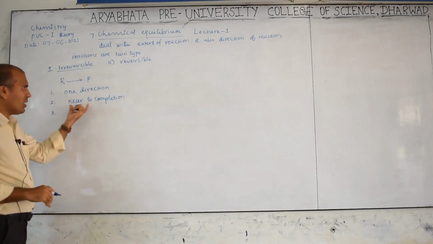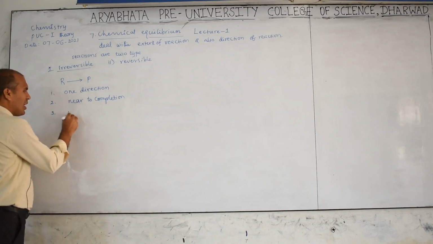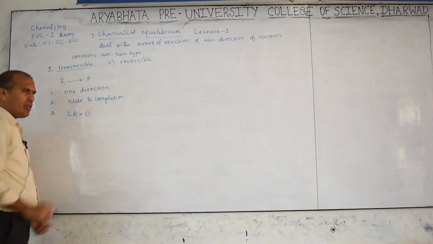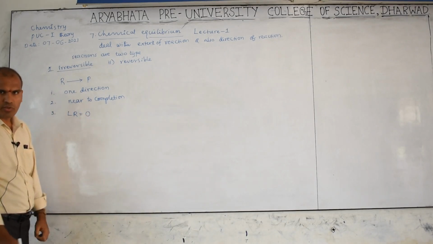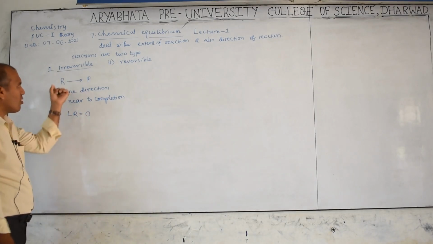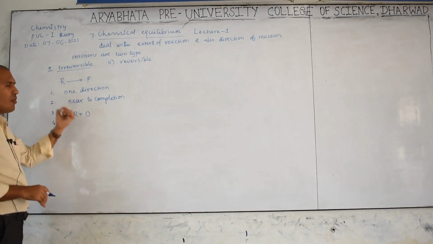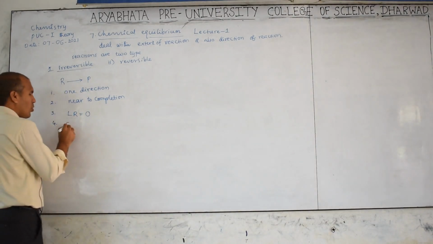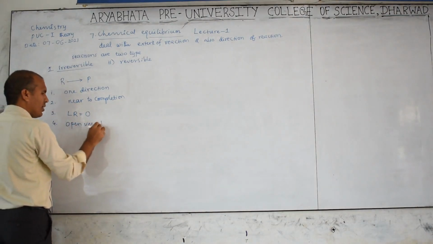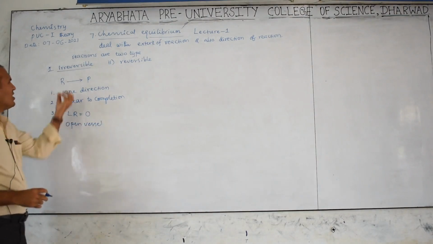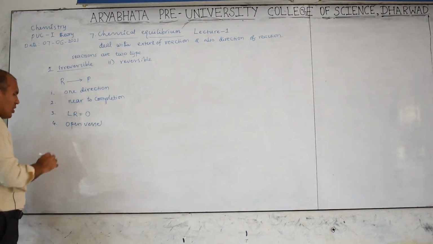The third point is that the limiting reagent term is involved. What is the limiting reagent? LR equals 0. Any one of the reactants will become equal to 0 after some time. So the limiting reagent is involved in this irreversible reaction. The fourth point is that an irreversible reaction generally takes place in an open vessel or container. These are some important points about irreversible reactions.